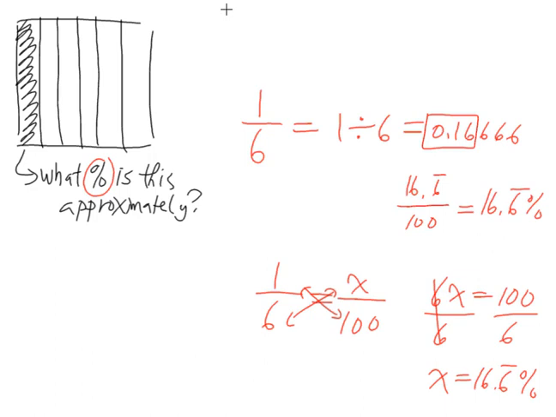Okay, x equals 16.6. Actually, not percent, sorry. If I go back and substitute it, x is 16.6, so we can see that 16.6 out of 100 is approximately 16.6 repeating percent. Okay? So the answer for A is that this picture is representing approximately 16 2/3%, or 16.6 repeating.